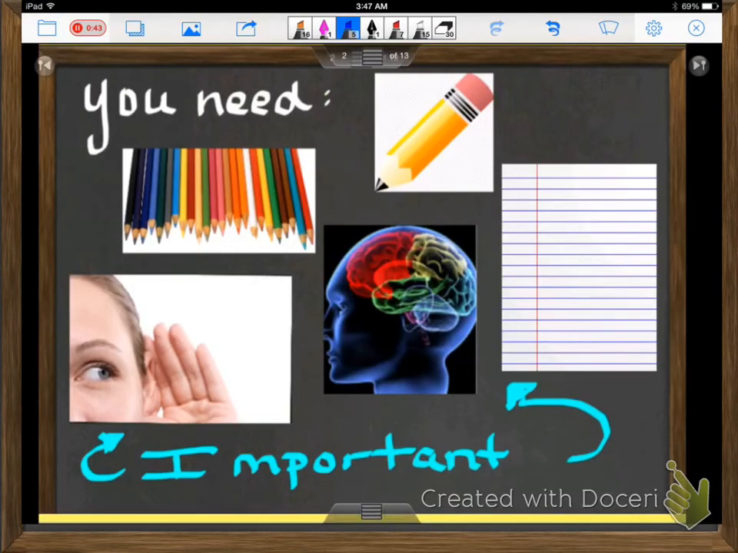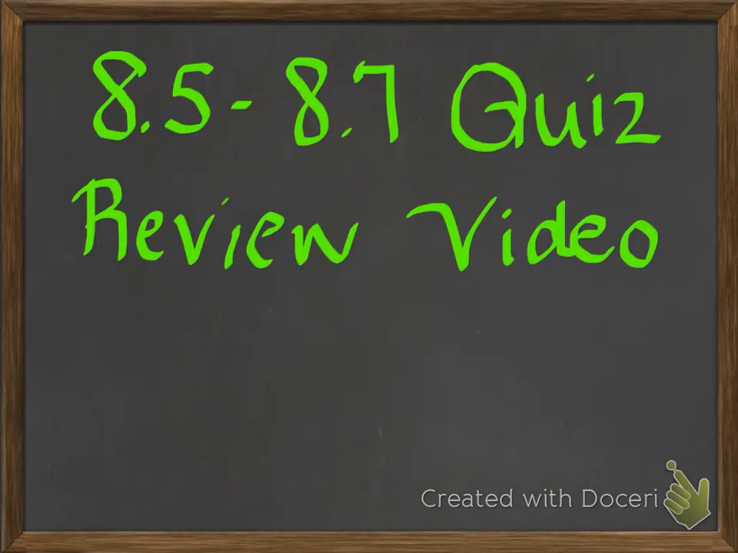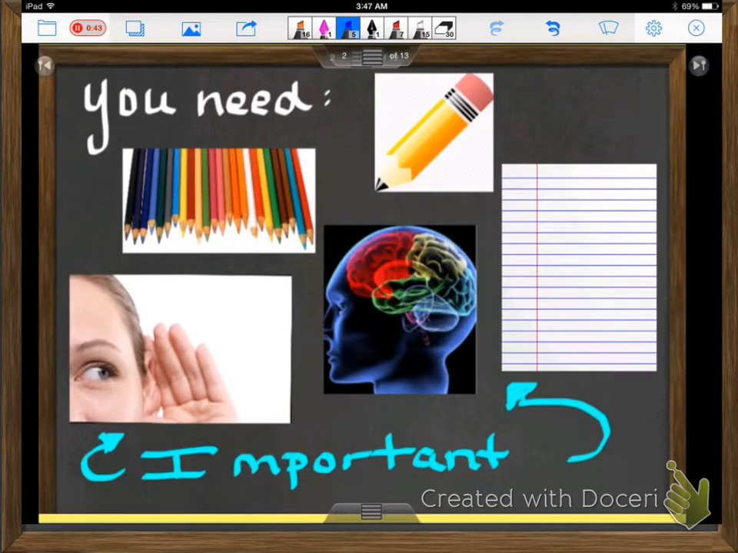You want to make sure that you have out a piece of lined paper because that's what you're going to work from. You're going to title it 8.5 through 8.7 quiz review video. This will be collected tomorrow in class when you come to class before you take the quiz.